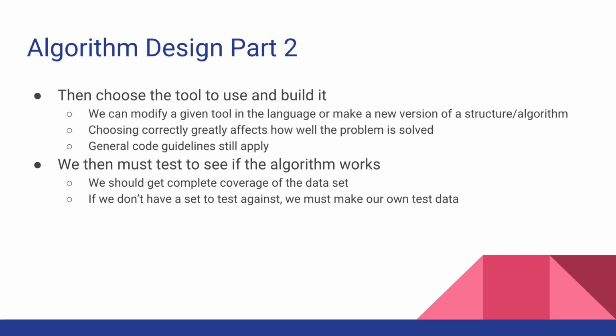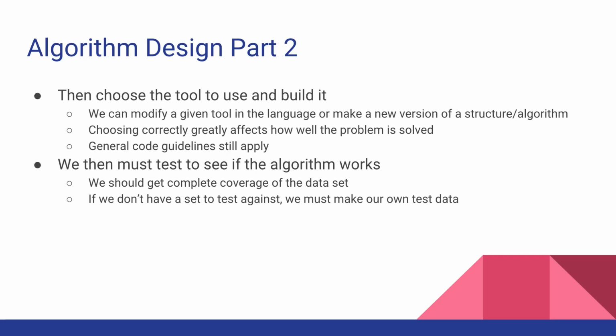We then need to understand the tool we have and then implement it. We can either try and modify a given tool from our language, or we can make an entirely new version of an already established algorithm. This means that we can either choose to use our language. For example, we could say that Java already has a sorting algorithm built into it. So instead of building our own sorting algorithm, we simply use the one in Java and then save ourselves plenty of time.